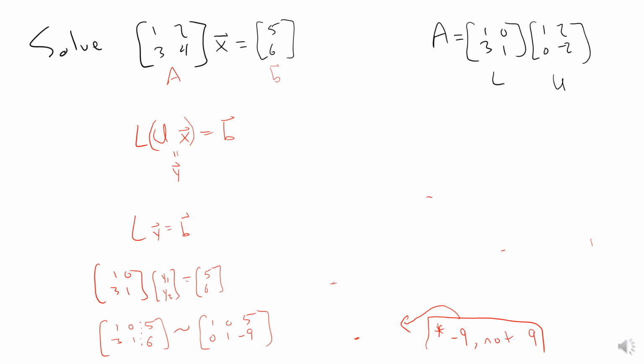All right, so that tells me that my vector y is (5, 9). You can double check that on your own. You can verify that if I do L, that's [1, 0; 3, 1], times y, that's (5, 9), then you do get the vector (5, 6).